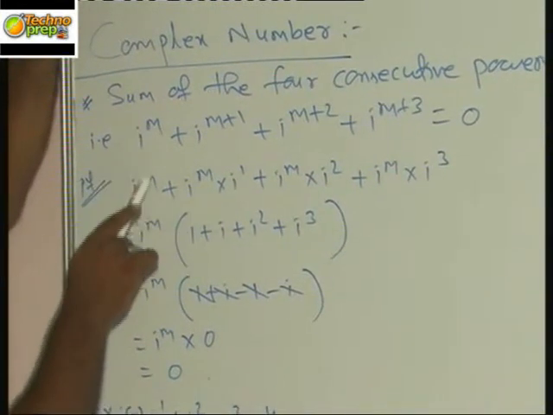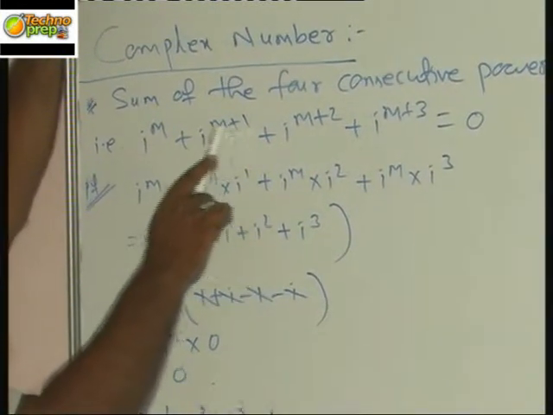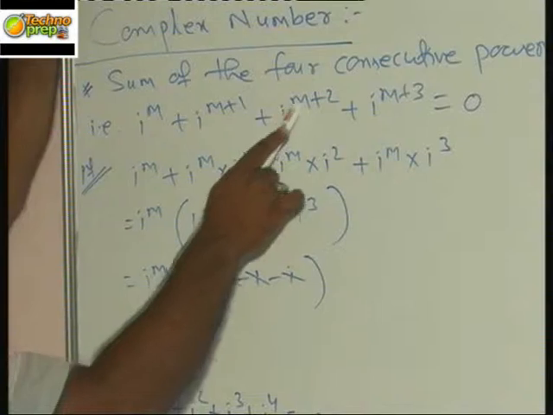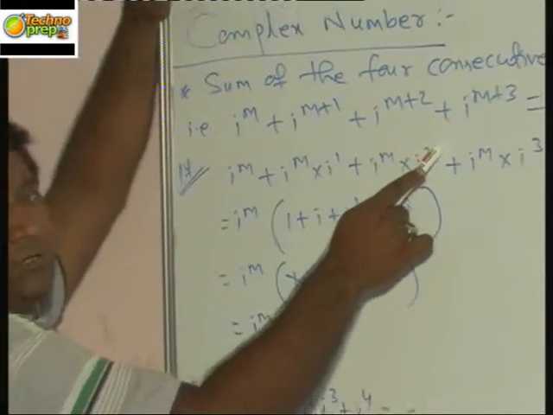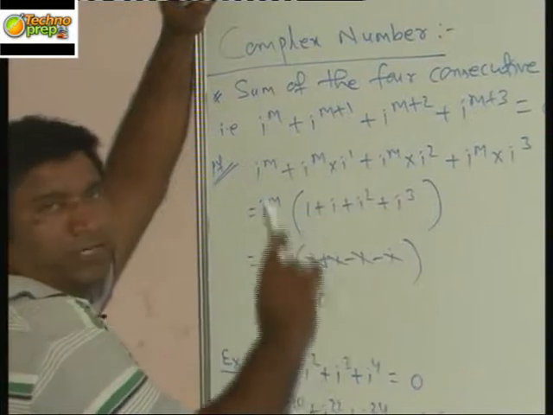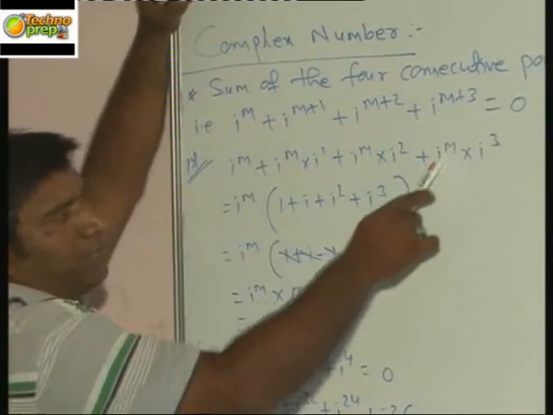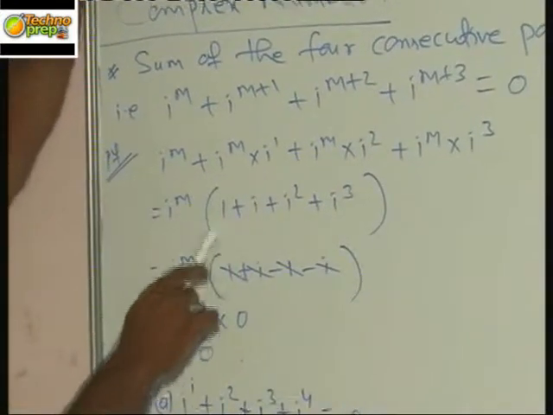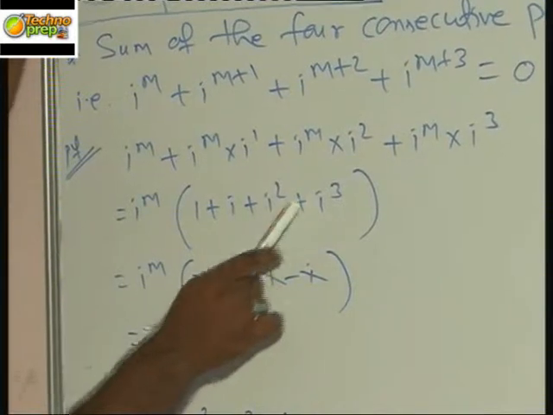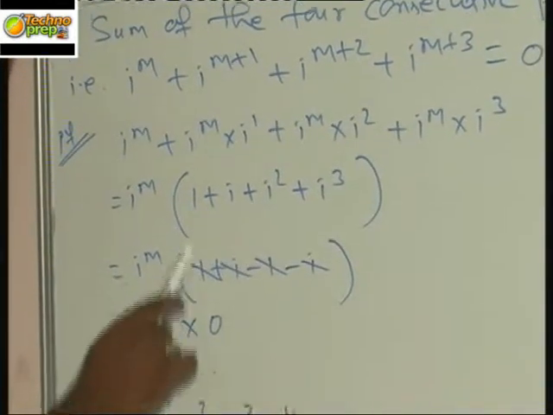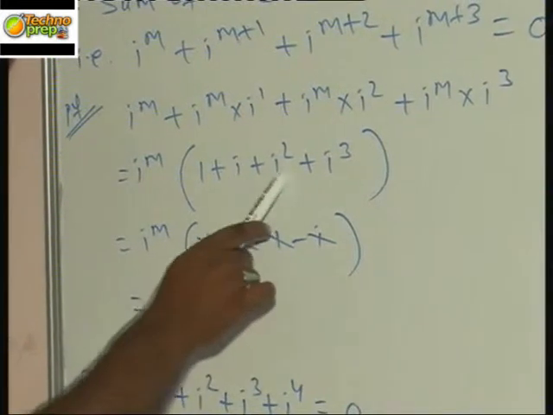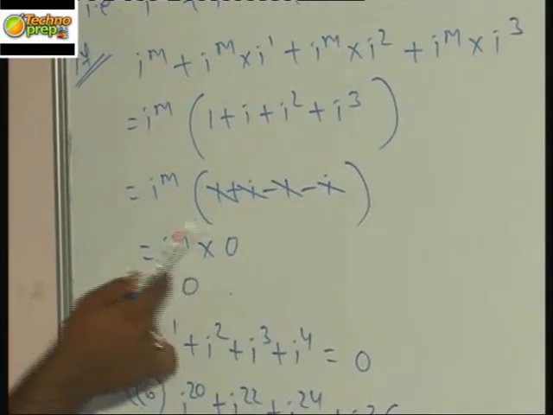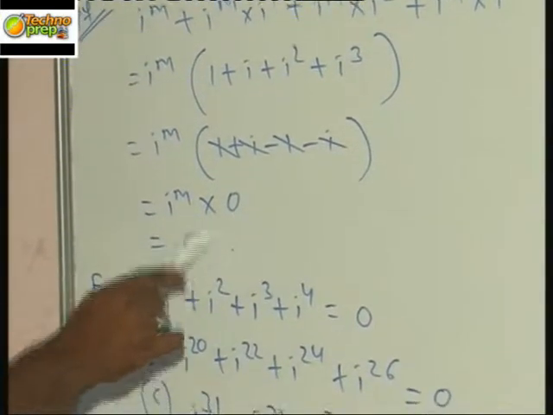I to the power m, plus i to the power m plus 1, we can write as i to the power m into i to the power 1. Similarly, i to the power m plus 2 you can write as i to the power m into i to the power 2, because the base term's powers are added. So i to the power m plus 3 you can write as i to the power m into i cubed. Here, overall i to the power m is common, so you can write in brackets 1 plus i plus i square plus i cubed. But we know that 1 plus i square is 0, since i square is minus 1, and i cubed is minus i. So the 1 cancels, the i cancels, giving i to the power m into 0, which equals 0.